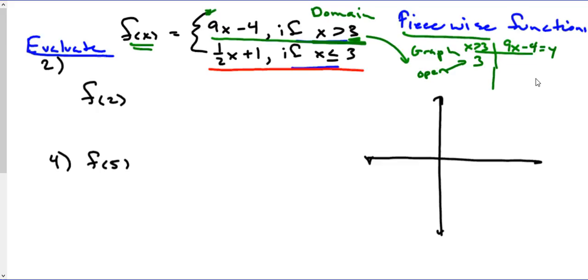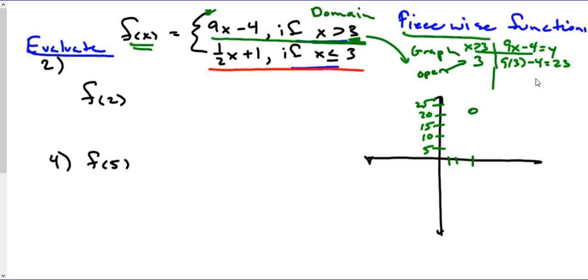Well, 3 times 9 is going to be 27. 27 minus 4 is going to be 23. So we're going to graph 3, 23. So 1, 2, 3. We can go by 5, 10, 15, 20, and then 25. And so we're going to graph that probably about right there. Open circle at 3, 23.